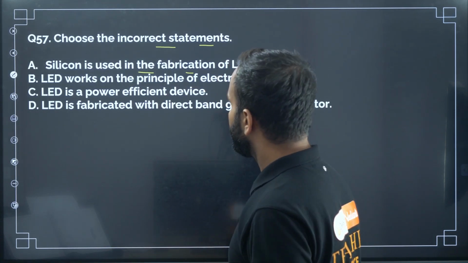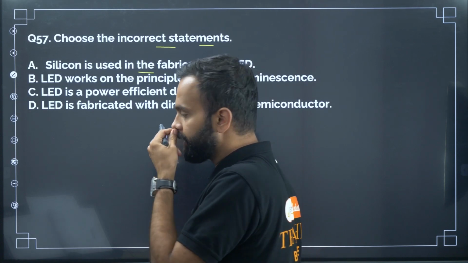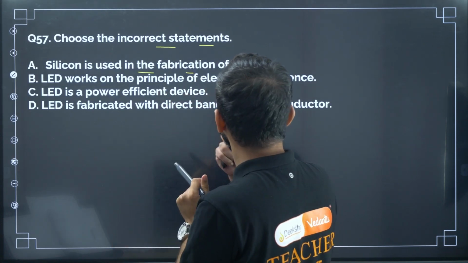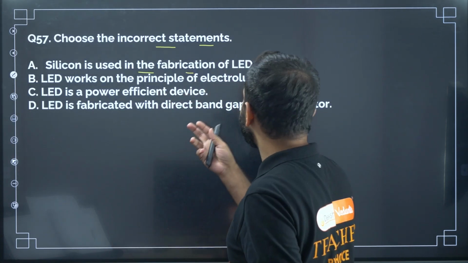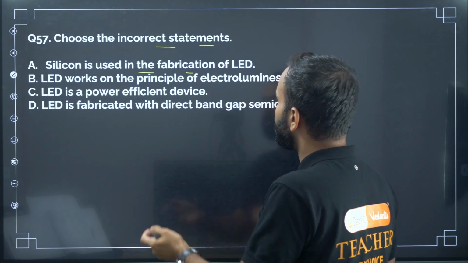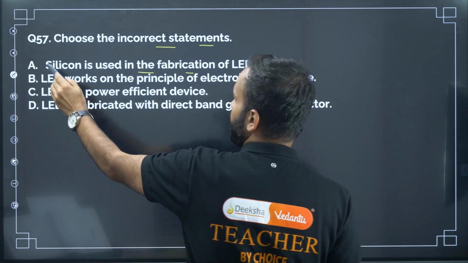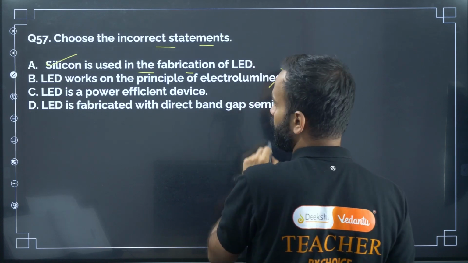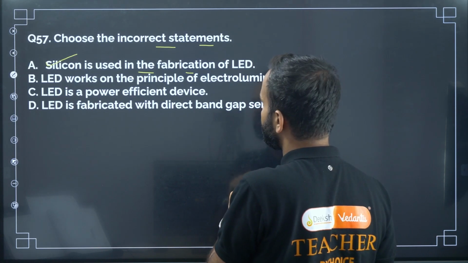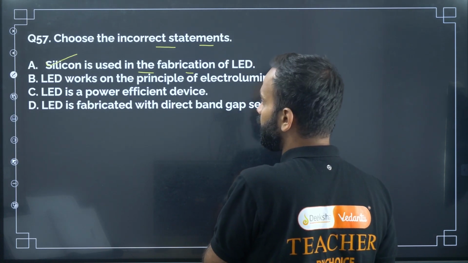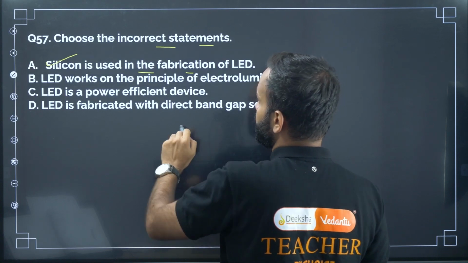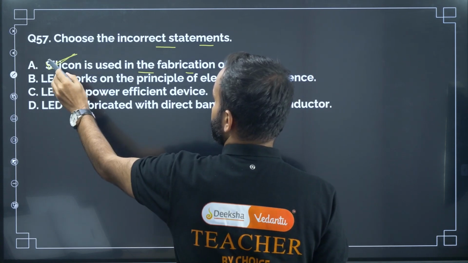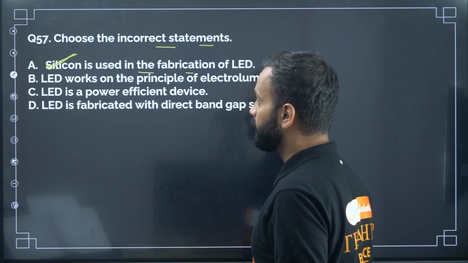So here we need to find the correct statement, right? Silicon is used in the fabrication of LED. Yeah, correct, right? LED is light emitting diode. Here we used silicon in the fabrication of LED. Yeah, correct. LED works on the principle of electroluminescence. Wrong. Option C says LED is a power efficient device. No, this one is, sorry, this statement is wrong, right?